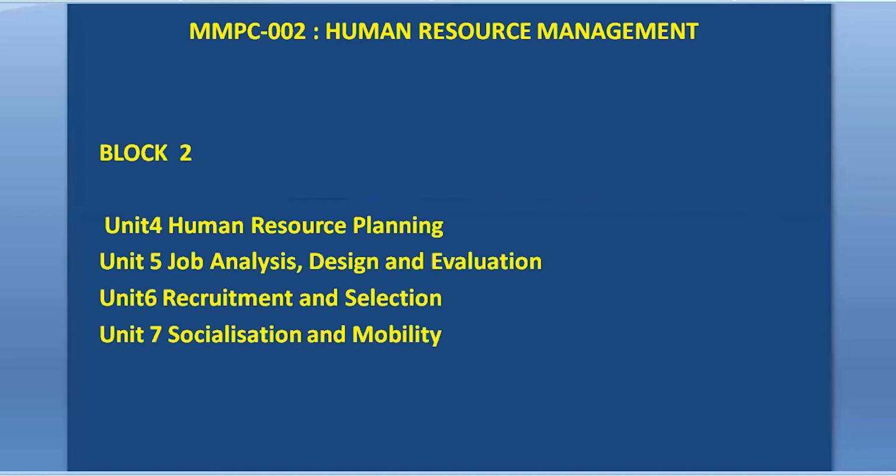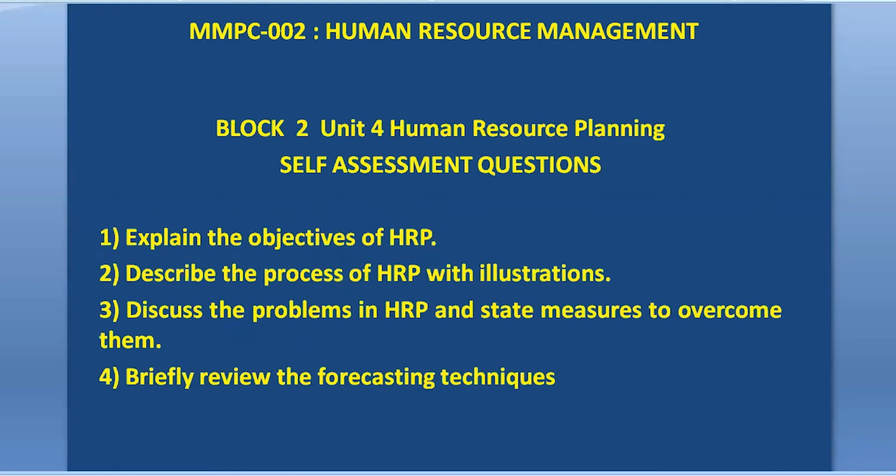Then coming to Block 2, it has Units 4 to 7. Unit 4 deals with human resource planning, Unit 5 with job analysis, design and evaluation, Unit 6 with recruitment and selection, and Unit 7 with socialization and mobility. In Unit 4, human resource planning, the questions are: explain the objectives of HRP, describe the process of HRP with illustrations, discuss the problems in HRP and state measures to overcome them, and briefly review the forecasting techniques.